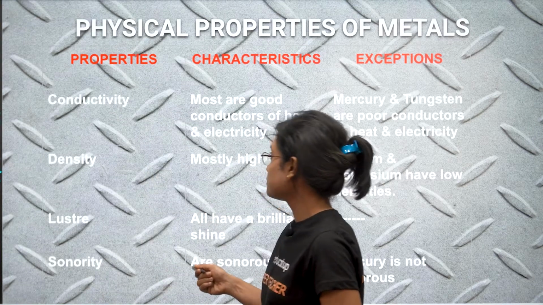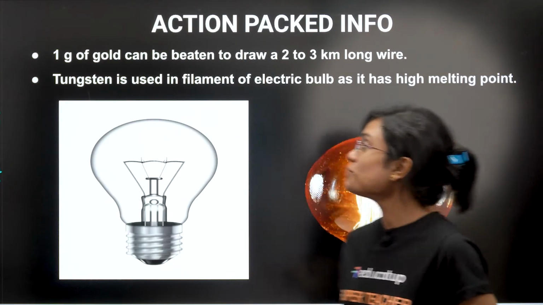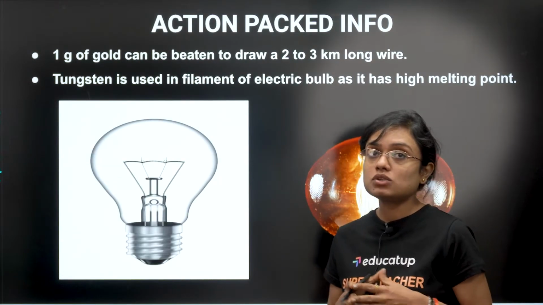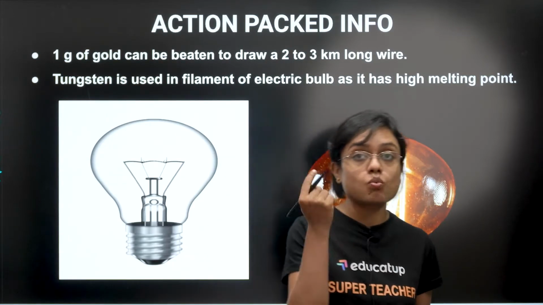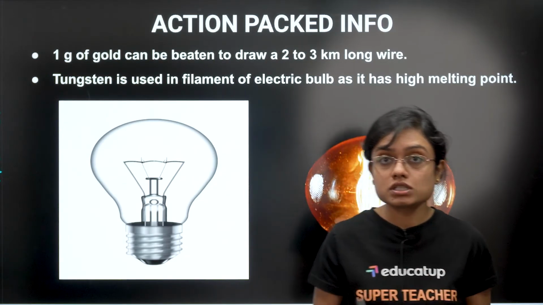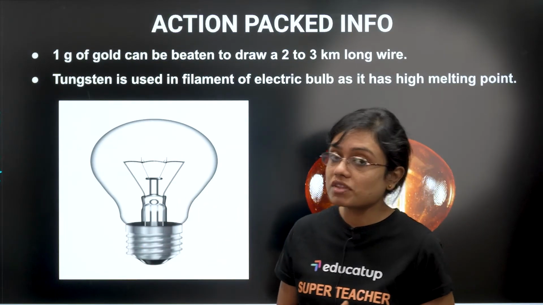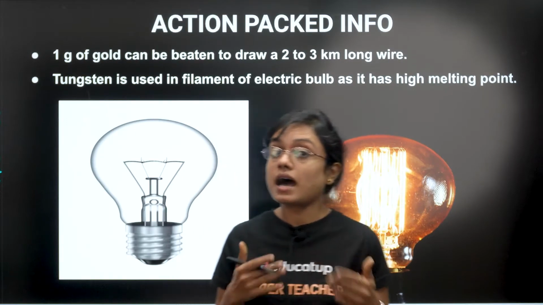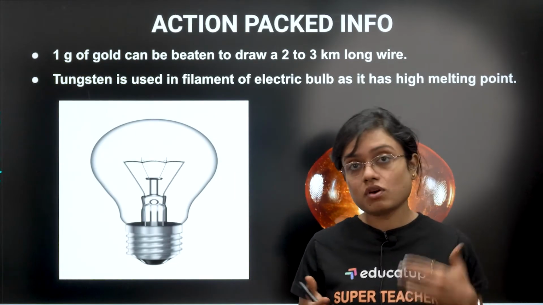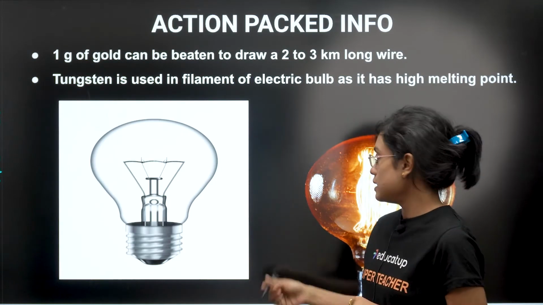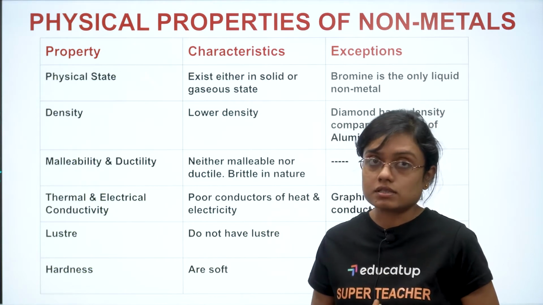Let's move ahead. Now, action-packed info, guys, something very interesting for you. 1 gram of gold can be beaten to draw a 2 to 3 kilometer long wire. Just imagine, just 1 gram of gold can be converted to a 2 to 3 kilometer long wire. Tungsten is used in the filament of an electric bulb as it has a high melting point. High melting point means it will not melt easily even at a high temperature.